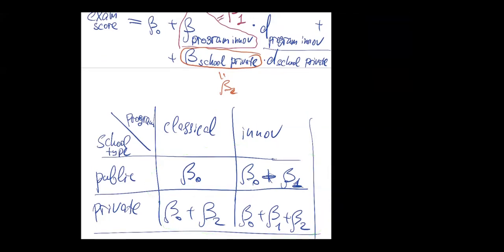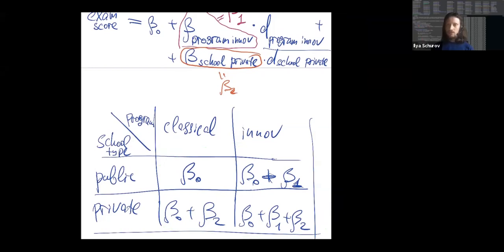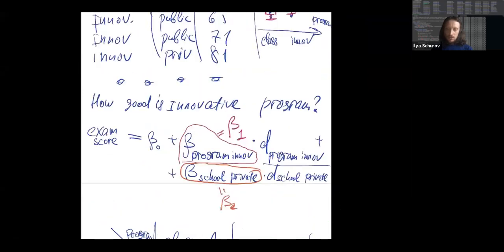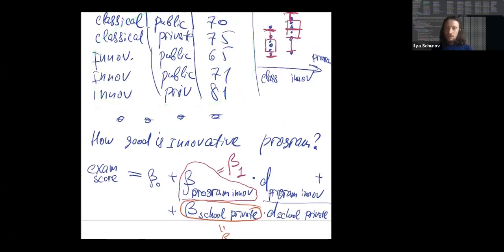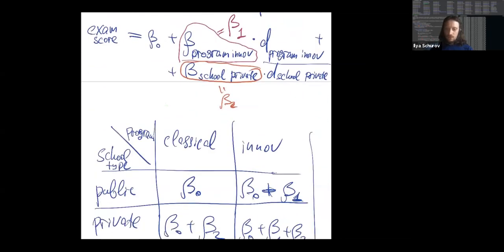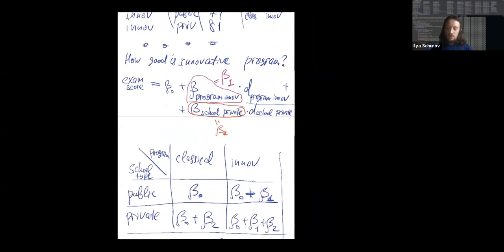Can they be found automatically? This is found again by minimizing the sum of squares of errors. So basically we find such values of betas that the difference between this table and the actual table that can be constructed from your data is as small as possible. You find the squares of differences between values given by your model and the actual values in your data, and then you try to make this as small as possible. Actually, not the difference, but the sum of squares of differences.